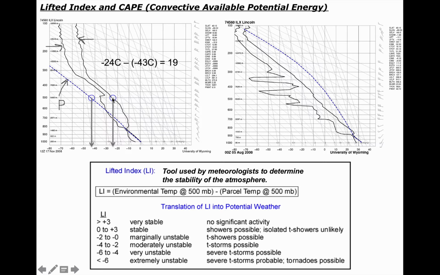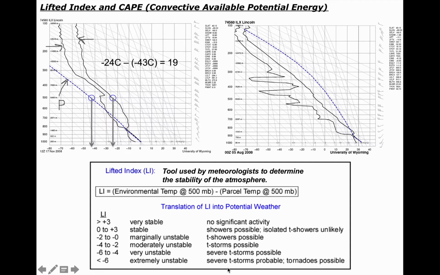Minus 24 is my environmental temperature. Subtract from that my parcel temperature, which is negative 43. See it down here? That gives me a lifted index of 19. On this day, with a lifted index of 19, it was a crystal clear, blue skied, beautiful fall day. Nothing going on. You see, when the lifted index gets negative, that's when the atmosphere gets unstable and you increase the probability of having nasty weather.